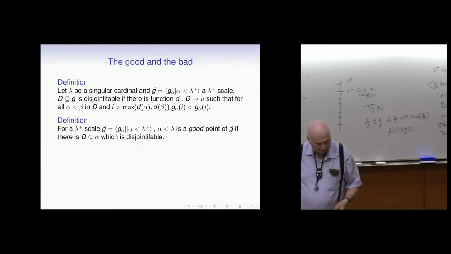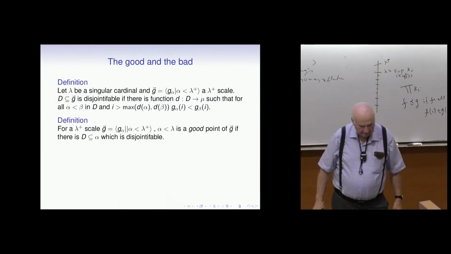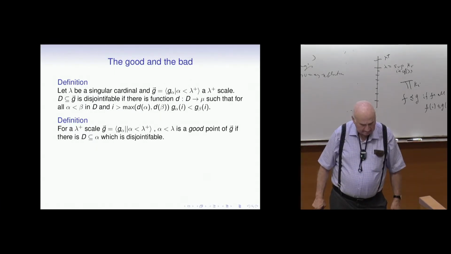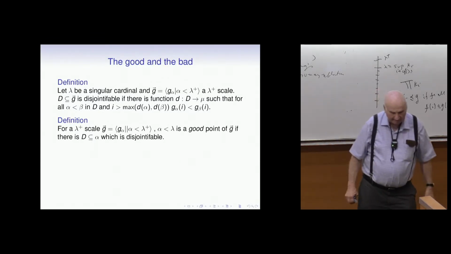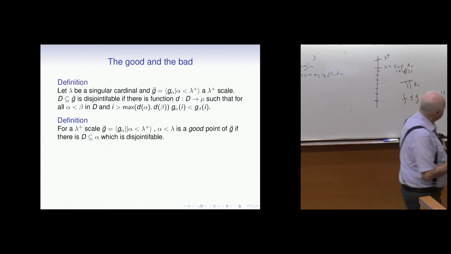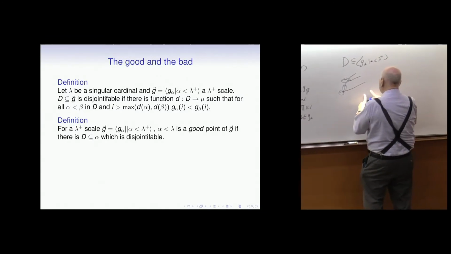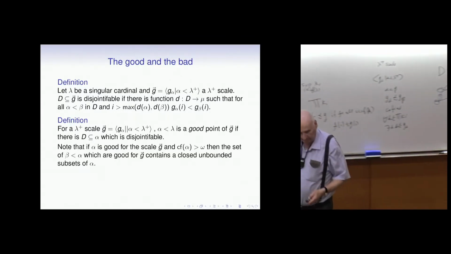So that is disjointifiable. Now, a point in the scale is said to be a good point of the scale if there exists a D which is cofinal in alpha, which is disjointifiable. So a good point is a point in the scale for which you can find an unbounded set of indices that you can disjointify. That's a good point.